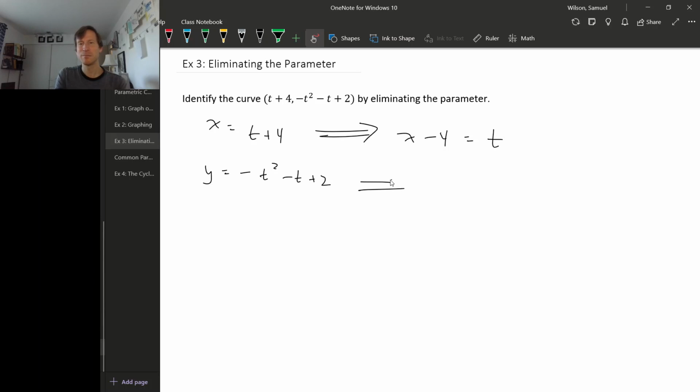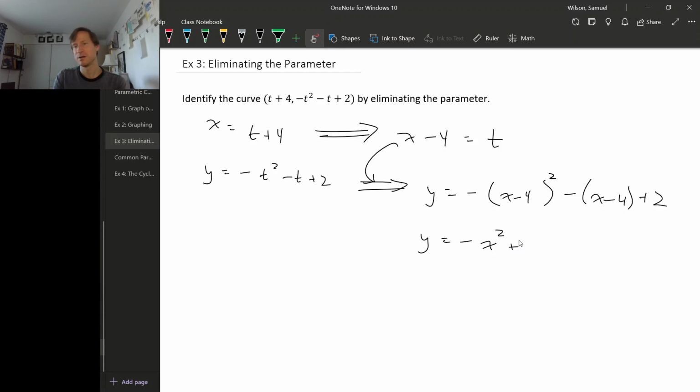And then we can put that into the other equation, and we get y equals minus, so we're replacing t with x minus 4, so don't forget these parentheses, (x minus 4) squared, minus t, which is x minus 4, plus 2. So, looking at this, it's definitely going to be a parabola, but to identify which parabola, we're going to have to multiply this out. So negative x squared plus 8x minus 16.